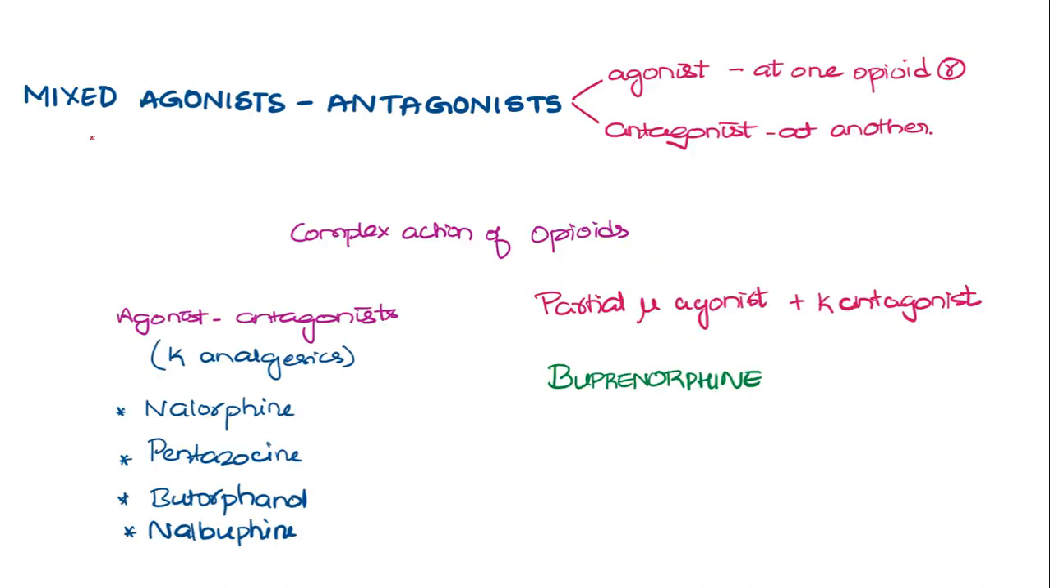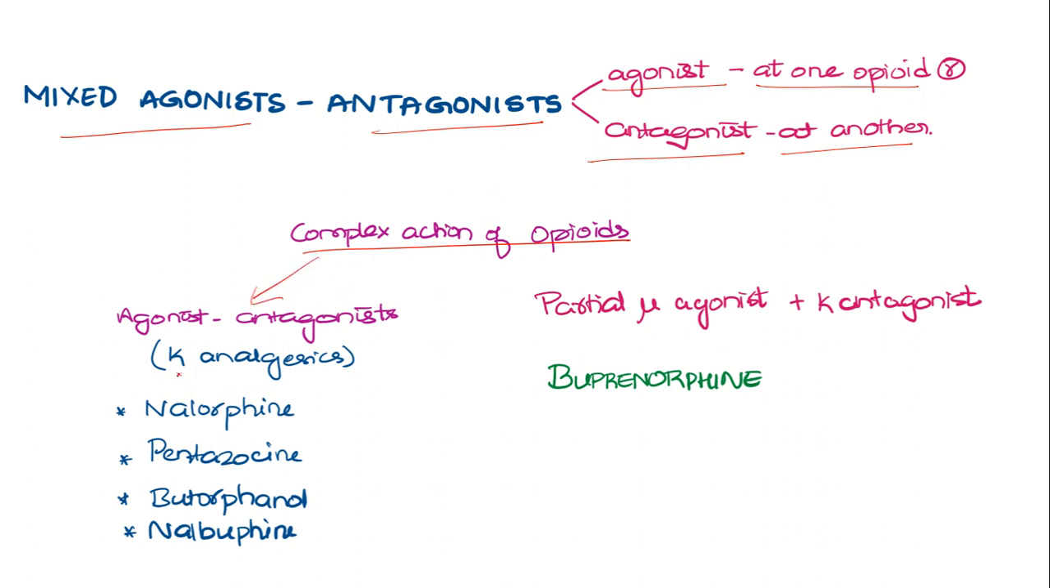So coming to the classification of mixed agonist and antagonist. Before going to the classification, these are the group of drugs which act as agonist at one opioid receptor and antagonist at another type of opioid receptor. So they have got complex action on opioid receptors. So it can be classified into agonist and antagonist.